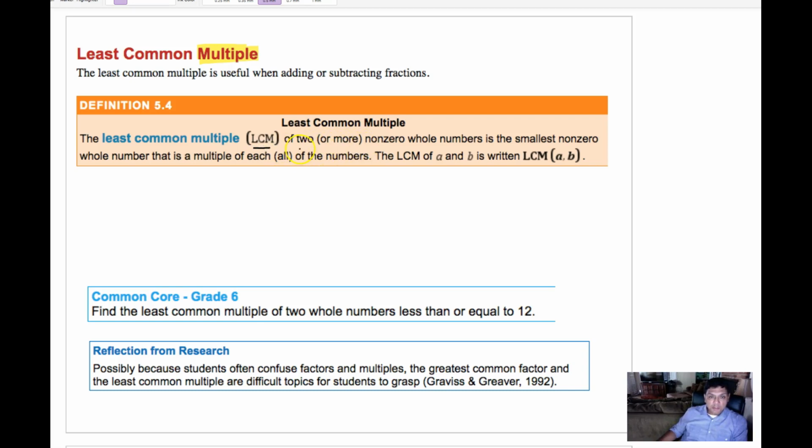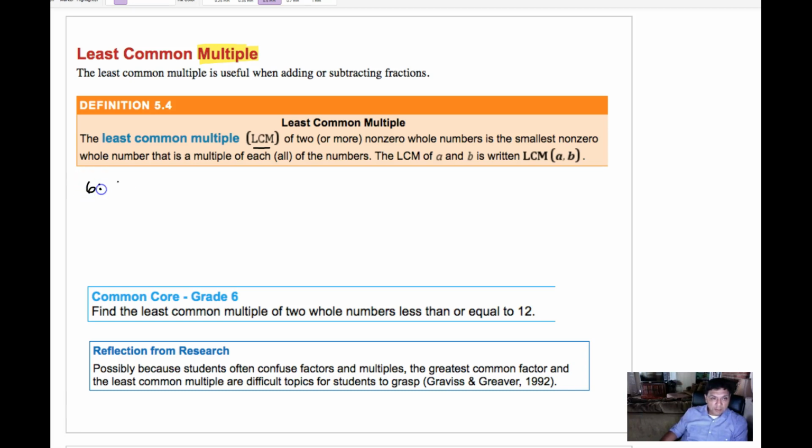The least common multiple of two or more whole numbers, non-zero of course, cannot equal 0, is the smallest whole number, non-zero, that is a multiple of each of the numbers. Before we can do that, we need to do multiples. So here's an example. Let's start with 6.